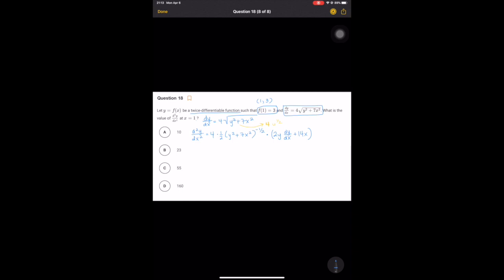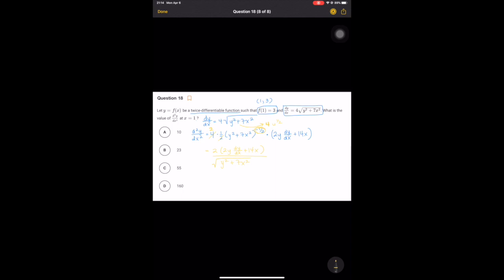Okay, now let's see if we can cancel anything here. We can cancel here, this on top, this on the bottom, so this becomes a 2. And let's see what we have. Let's write this as a fraction. Notice a negative exponent down here, so that's going to the denominator. And we have a 2 on top, so 2 times 2y dy dx plus 14x, all divided by y squared plus 7x squared inside the square root. Okay, and this is our second derivative.